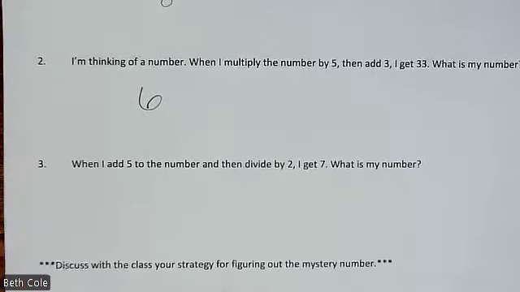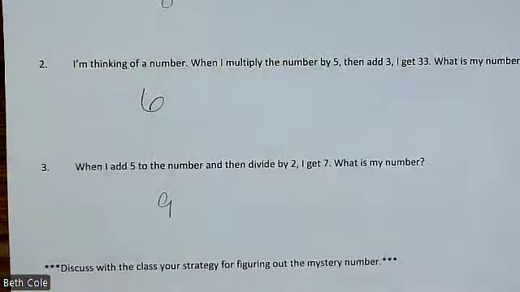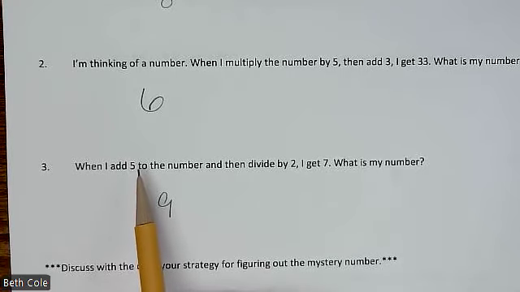All right, and then one more of these. When you add 5 to a number and then divide by 2, you get 7. What is the number? 9. Good. Perfect. How did you do that? 9 plus 5 is 14, and then divided by 2 is 7.